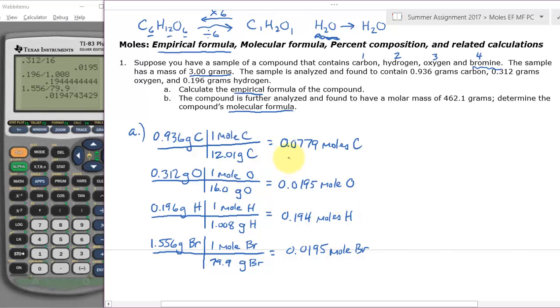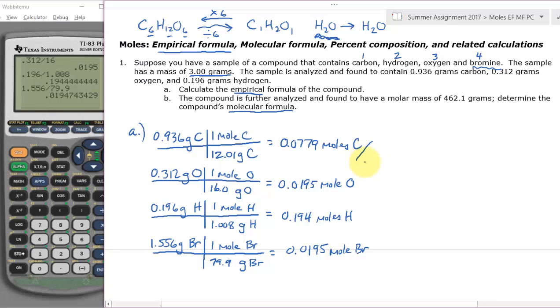So if I evaluate the 4 of these, I've got 0.0779. Oxygen is smaller. Bromine is the same. Hydrogen is much larger, actually, here, almost 10 times, looks like 10 times larger. And so our smallest one is our oxygen or our bromine. You could use either one. And I'm just going to use the oxygen because it appeared first here.